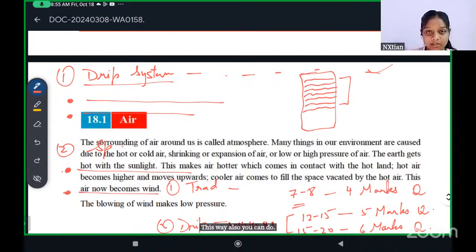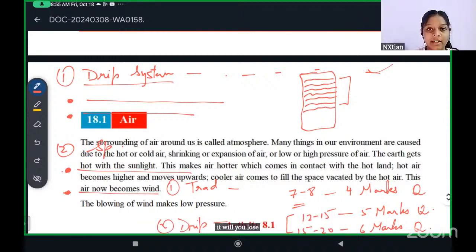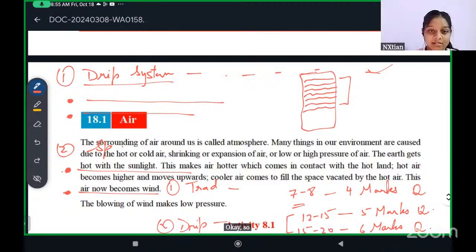It's fine. But what I strongly suggest is please avoid writing paragraphs. You will lose marks in paragraphs. Everything will get jumbled up. So write in points and leave a line in between each point. Leave one line between each point and write it in points.